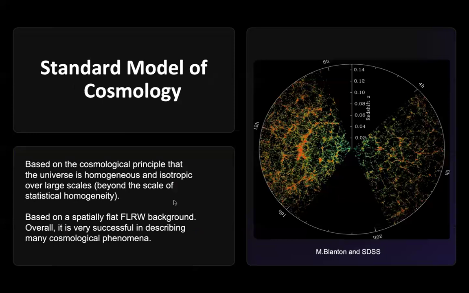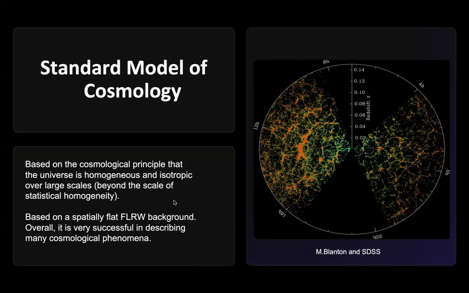So, the standard model of cosmology is based upon the cosmological principle that the universe is homogeneous and isotropic on large scales. Locally, we know that the universe isn't homogeneous and isotropic. We have structures, voids and filaments and clusters and such. But on large scales, on large averages, the matter density evens out and it's smooth in all directions. And the ΛCDM model is based upon spatially flat FLRW backgrounds. And this has been very successful at describing a large number of cosmological phenomena.